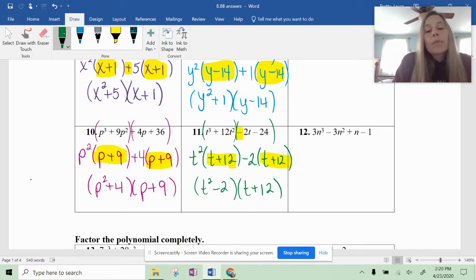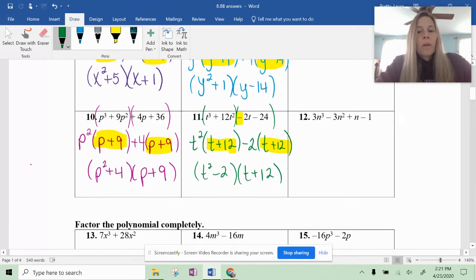And now I just want to double check this t squared minus 2. Can I factor that some more? Well, I have a t squared. I have a minus sign, but 2 is not a perfect square, so I can't do anything else with it. And I'm just going to have to leave it like that. Okay, so let me see. I'm trying to figure out if anything else here is going to work, and I don't think that is.